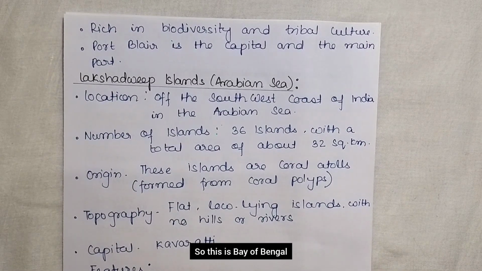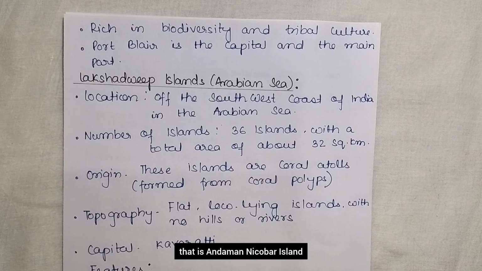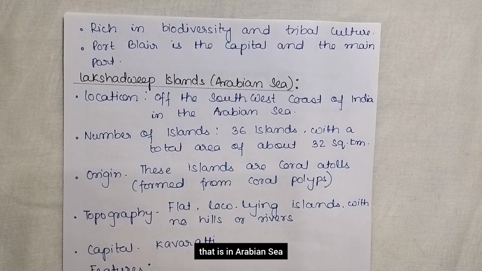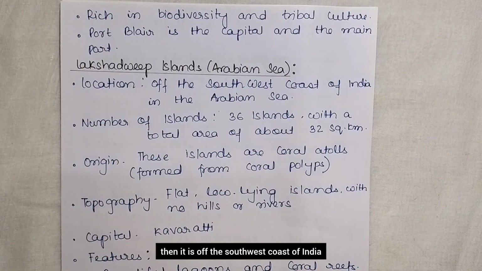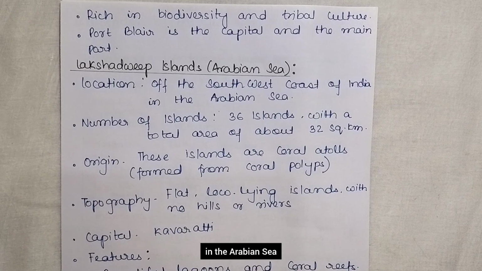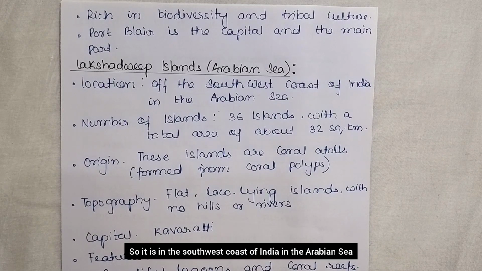So this is the Bay of Bengal, and the Andaman and Nicobar Island is situated in the Bay of Bengal. Now, Lakshadweep Island is in the Arabian Sea. If we are going to talk about its location, then it is off the southwest coast of India in the Arabian Sea.